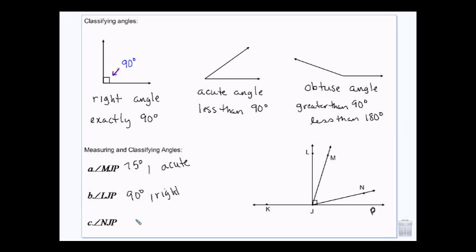Now, if you're looking at this, I didn't ask you to measure this, but can you see what angle might be obtuse? KJM. Because if this one is 90 degrees, this one will also be 90 degrees. So obtuse angle KJN, or KJM. Those would be greater than 90. So those would be obtuse.